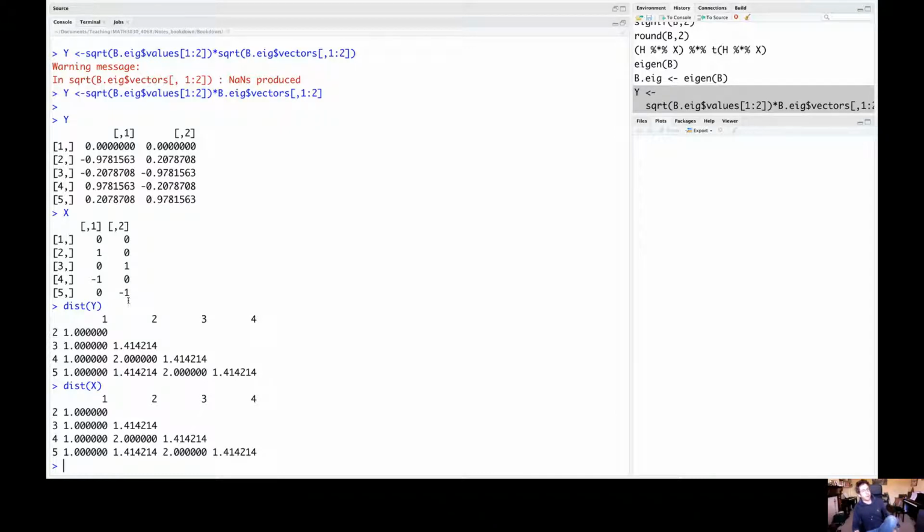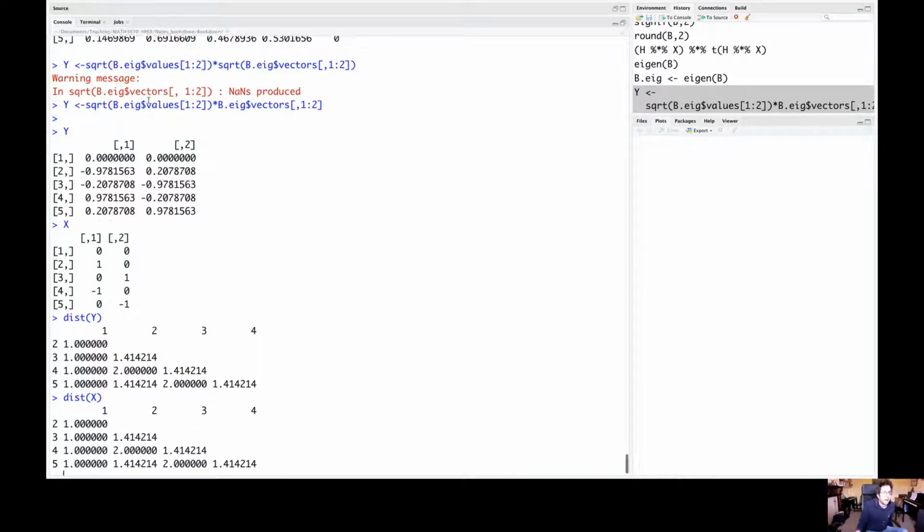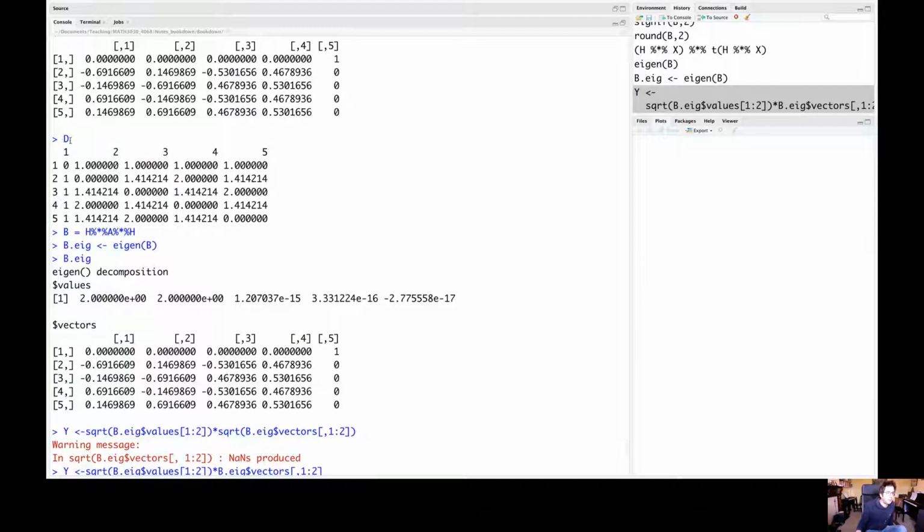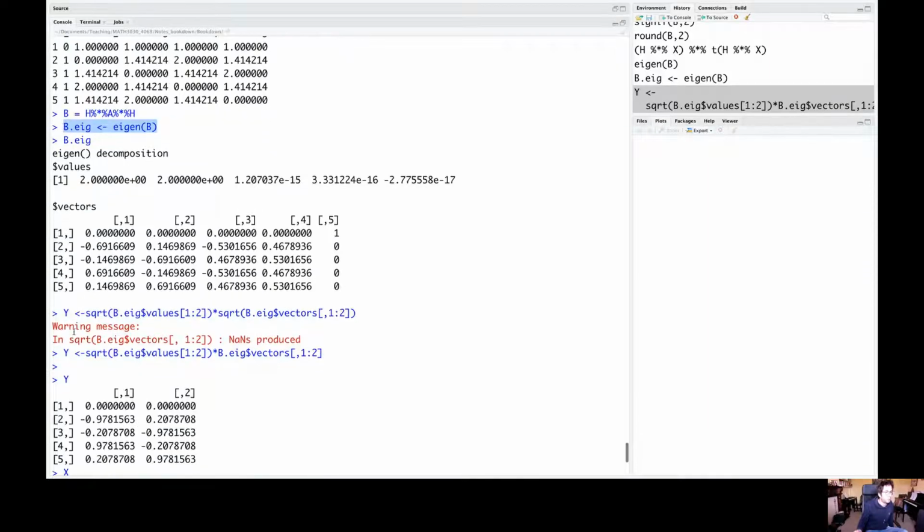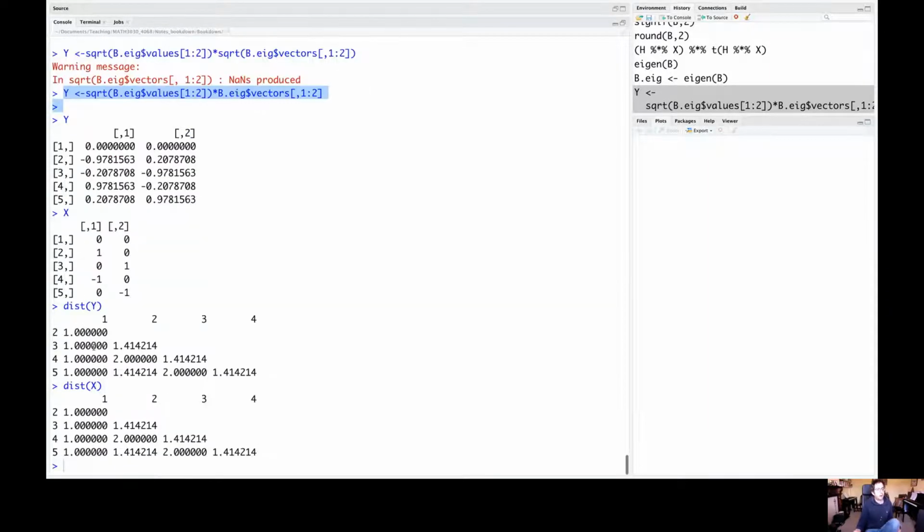So this is what the theorem said. We can take our distance matrix, convert it to a centered inner product matrix, B, and then from B, by taking the eigendecomposition, we can work out a set of points Y that have the right distance matrix, the distance matrix D. We've not used the original data X anywhere here, we just used the distance matrix. We computed the set of points Y.